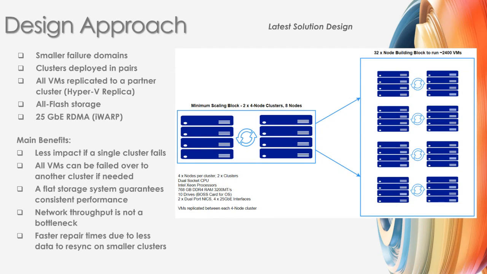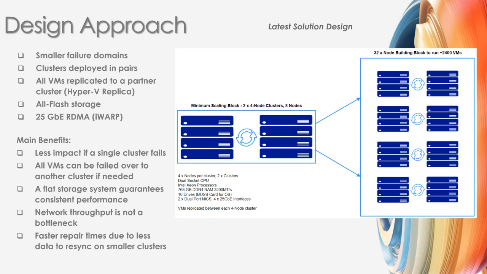This recipe has led me to one of my latest solution designs, and this is a single platform, a single solution, made up of 32 nodes with eight 4-node clusters. It's been designed to run well over 2,000 VMs. I've chosen to go to 4-node clusters as that gives me smaller failure domains. The clusters are deployed in pairs with all VMs replicated to a partner cluster using Hyper-V Replica. They're based on all flash storage, single tier, and they've all got 25 gig RDMA iWARP network interface cards.